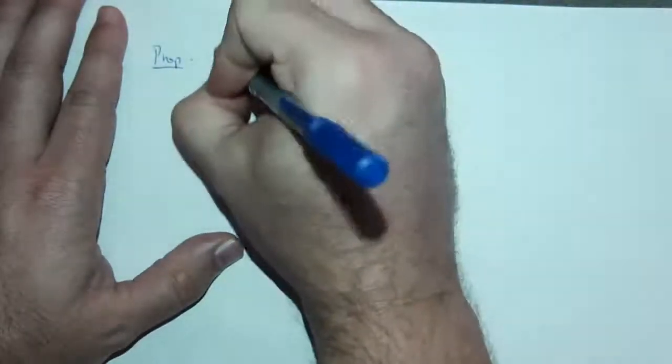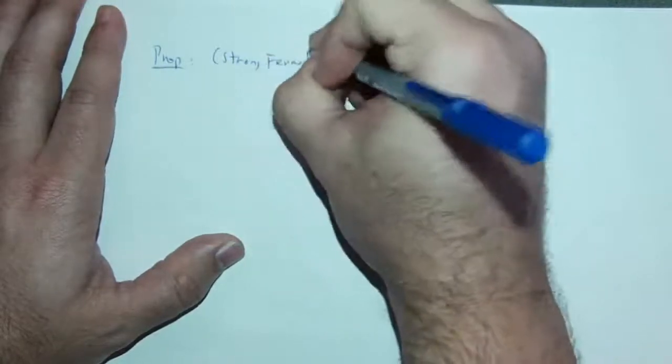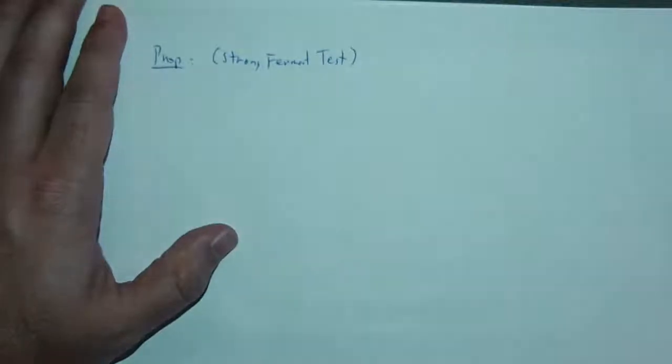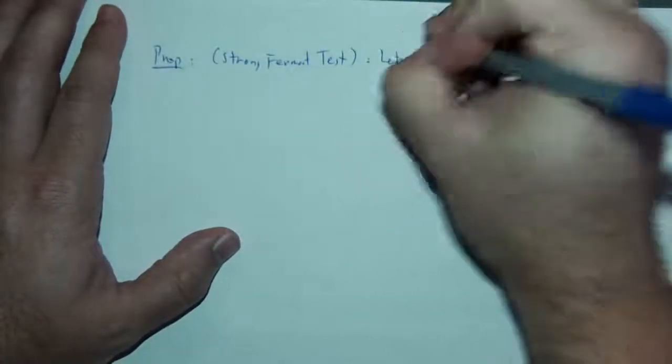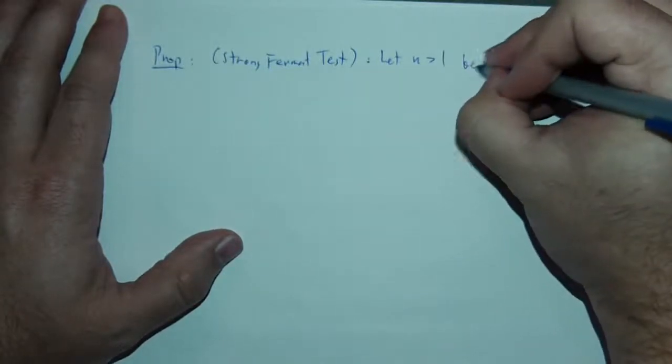So, proposition. This is the strong Fermat test. Let n, bigger than 1, be an odd integer.